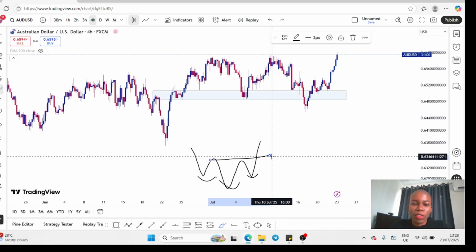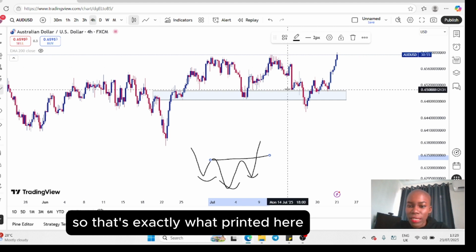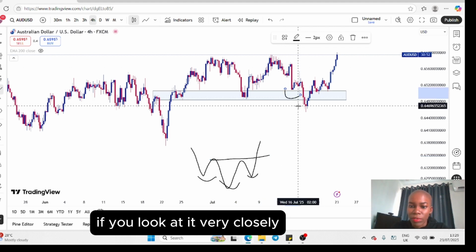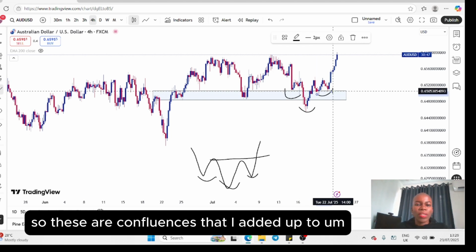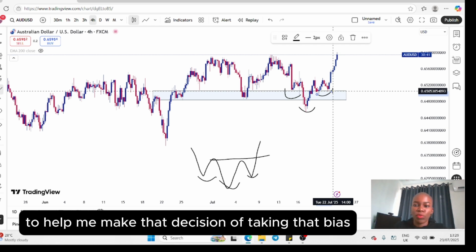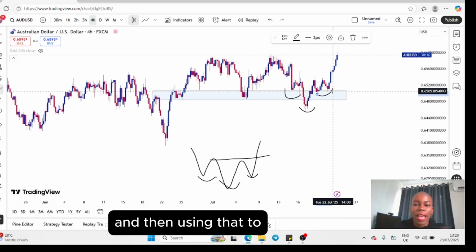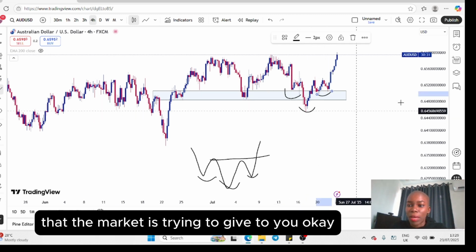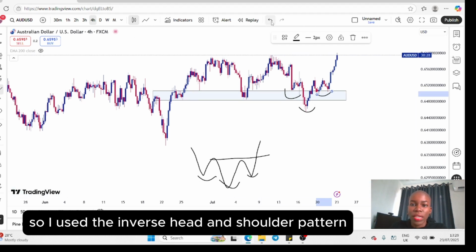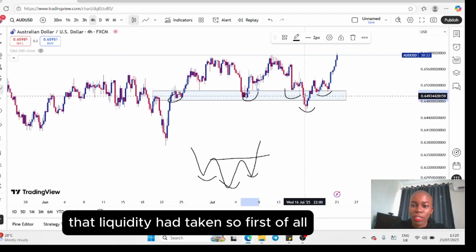So when I see it, I add it as a confluence, especially if I'm looking out for a buy. That's exactly what printed here. If you look at it very closely, inverse head and shoulder. So these are confluences that I added up to help me make that decision of taking that buy. You're adding up confluences, just reading what the market is doing, and then using what the candlesticks are doing to interpret the data that the market is trying to give to you, okay? So I used the inverse head and shoulder pattern, and I also saw that this was a demand area that liquidity had taken.